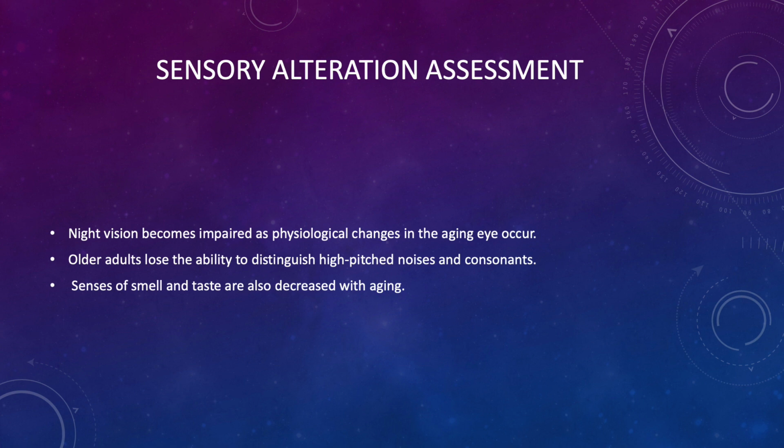All right, so when we have sensory alteration assessments and we are older, we're going to have problems with night vision. It becomes impaired as aging eyes move on about the time frame of months and years and so on and so forth. They lose the ability to distinguish high-pitched noises and consonants, not constants. Apparently I have lost the ability to say things properly. And then your sense of smell and taste are also decreased with aging. Specific to older adults and losing their ability to distinguish high-pitched noises and consonants.